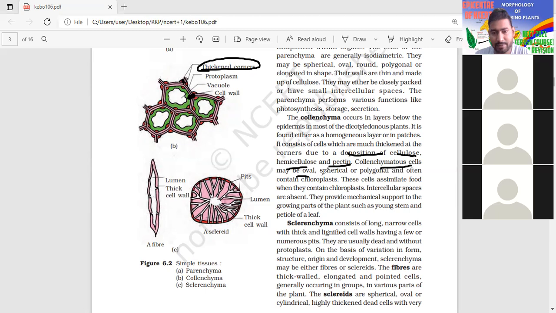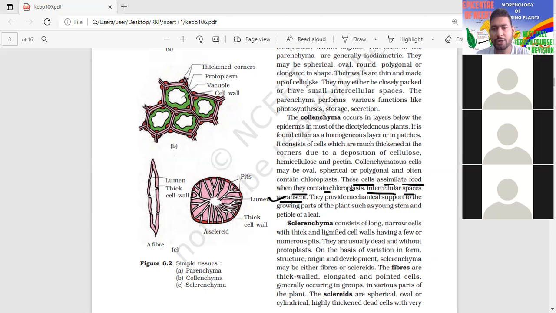Collenchymatous cells may be oval, spherical, or polygonal, and often contain chloroplasts. Most of the time they have chloroplasts. These cells assimilate food when they contain chloroplasts, because with photosynthesis they can store food material. Intercellular spaces are absent.